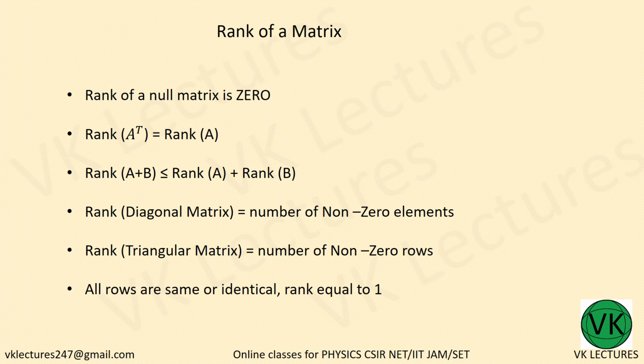Rank of a matrix. Now rank of a null matrix is 0. What is a null matrix? Null matrix means all the elements of this matrix A are 0. All the elements of this particular matrix are 0, then this is called a null matrix. The rank of the null matrix is 0. Now rank of A transpose equals rank of A. The rank of A and A transpose must be the same.